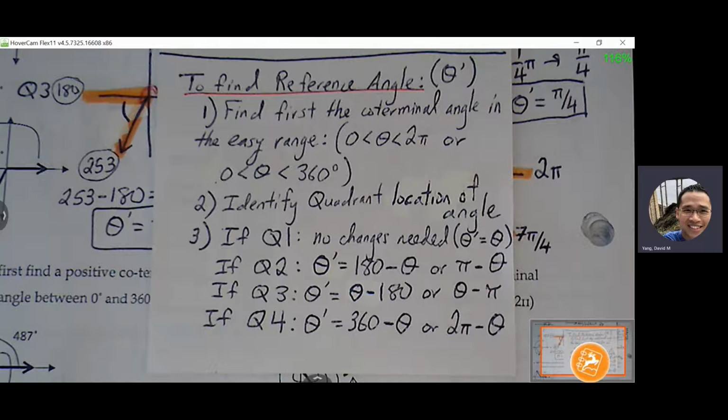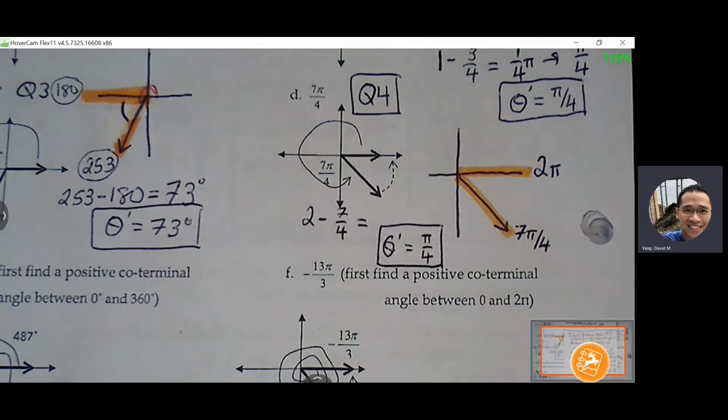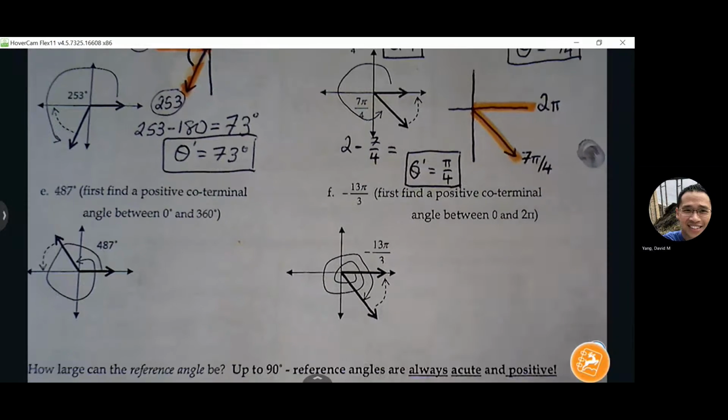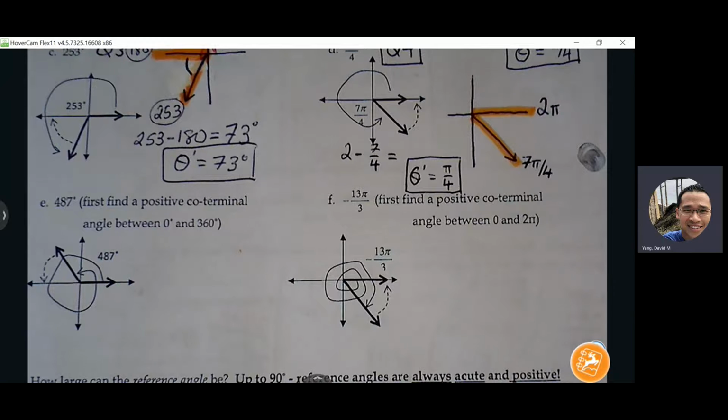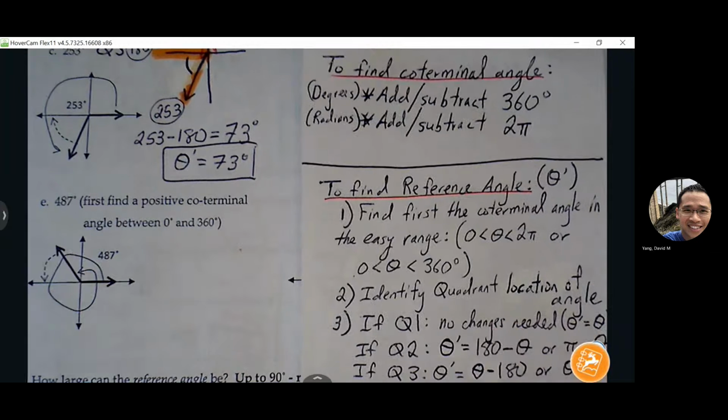Any questions? All right, I'll leave this up for another second, and we'll look at parts E and F, where we have to take those initial steps before we can do the reference angle. All right, everybody good?